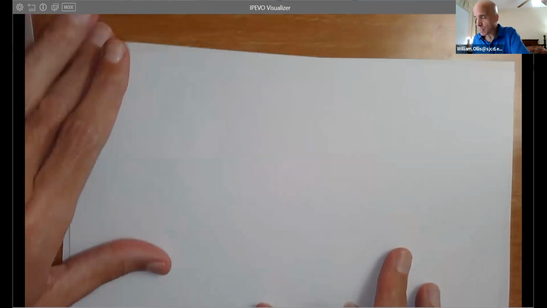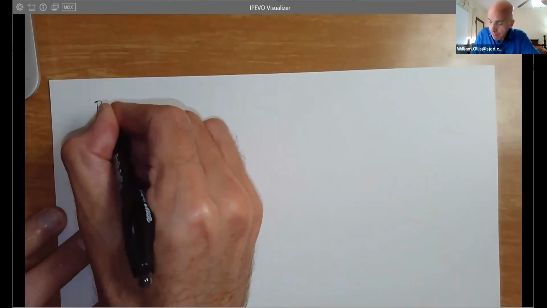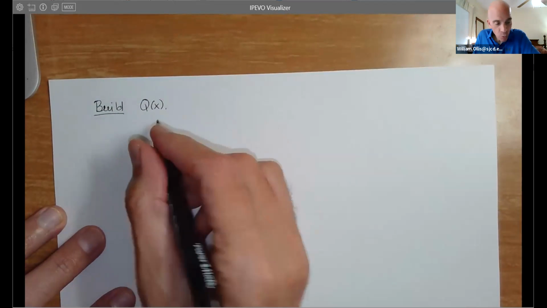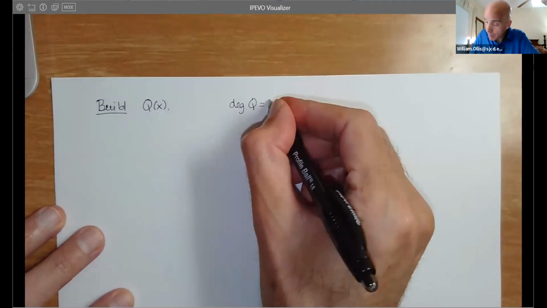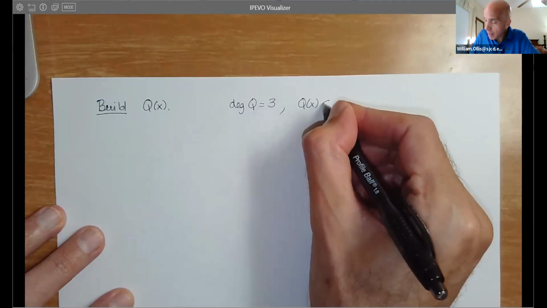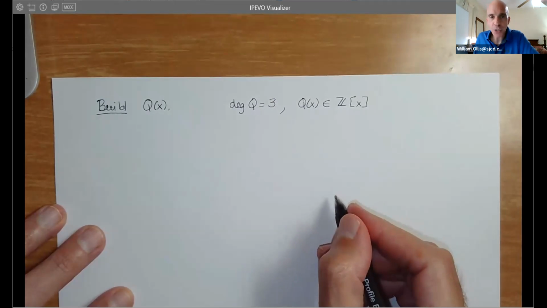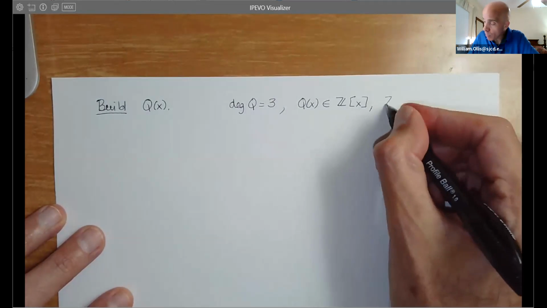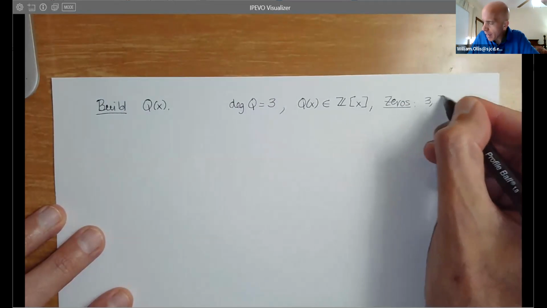So I want us to build this, and this will be very simple for you. So build Q of X. And here's what I want. WebAssign says we want the degree of Q to be 3, and we want Q to be an integer polynomial. So we want integers, no imaginaries, no square roots, no fractions, all integer coefficients. And we want the following zeros. We want a 3 and a 5i.